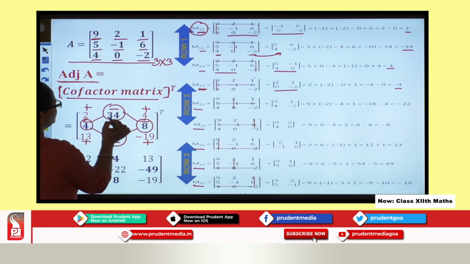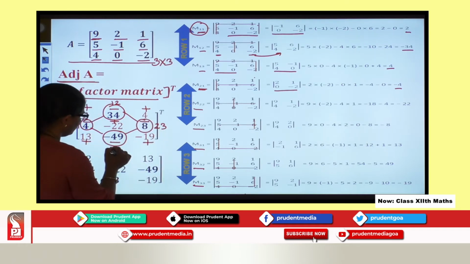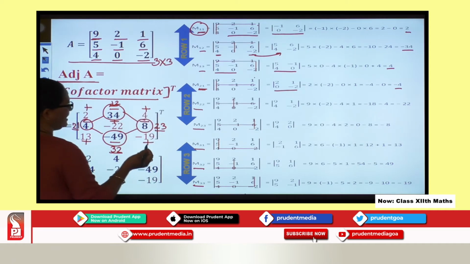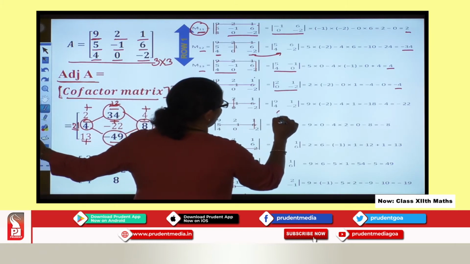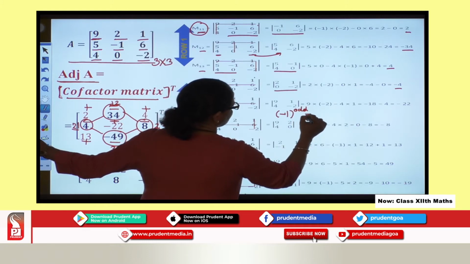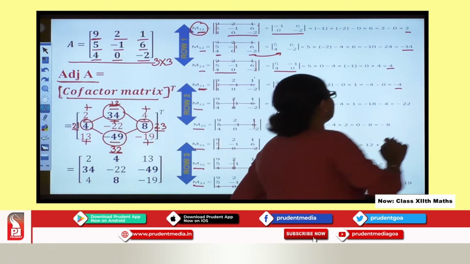Why? Because here the position is what? The position is 1, 2. What is the position here? The position is 2, 1. What position do you have over here? The position is 2, 3. What position do you have over here? The position is 3, 2. So when you add all these positions, what answer do you get? You get an odd number, and since you get an odd number, you say minus 1 raised to an odd number, which is equal to minus 1, and hence the entries here will change.